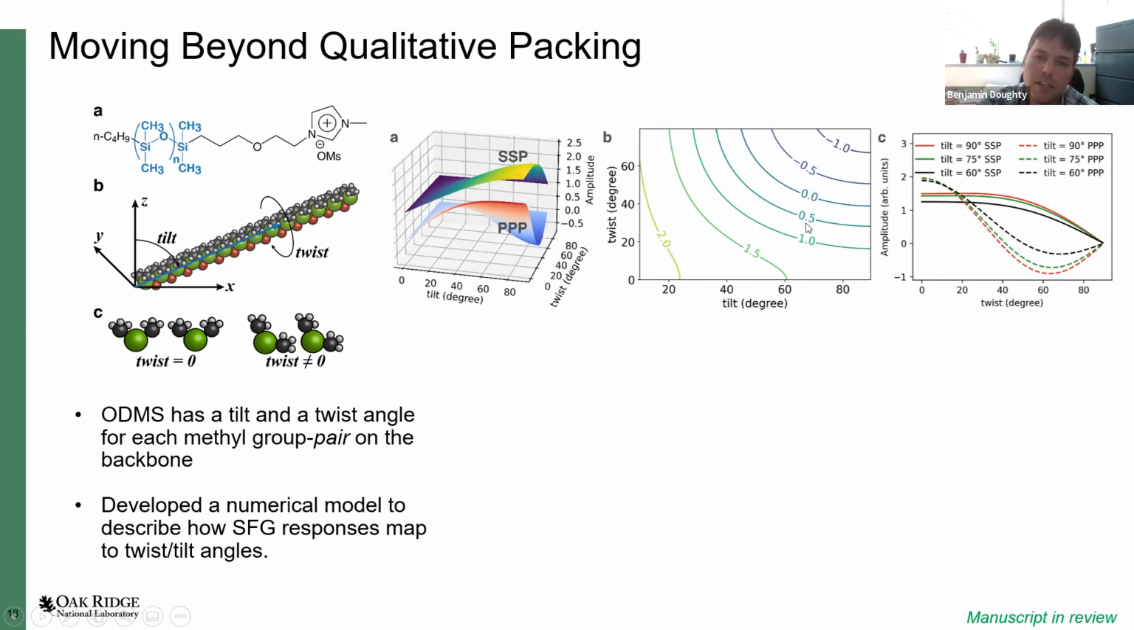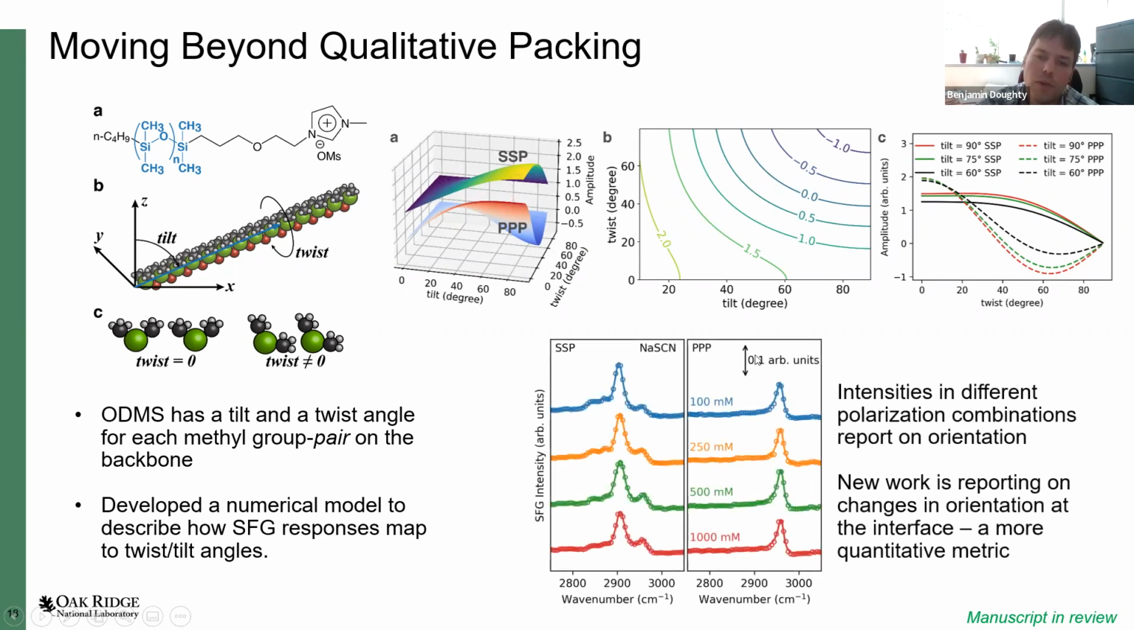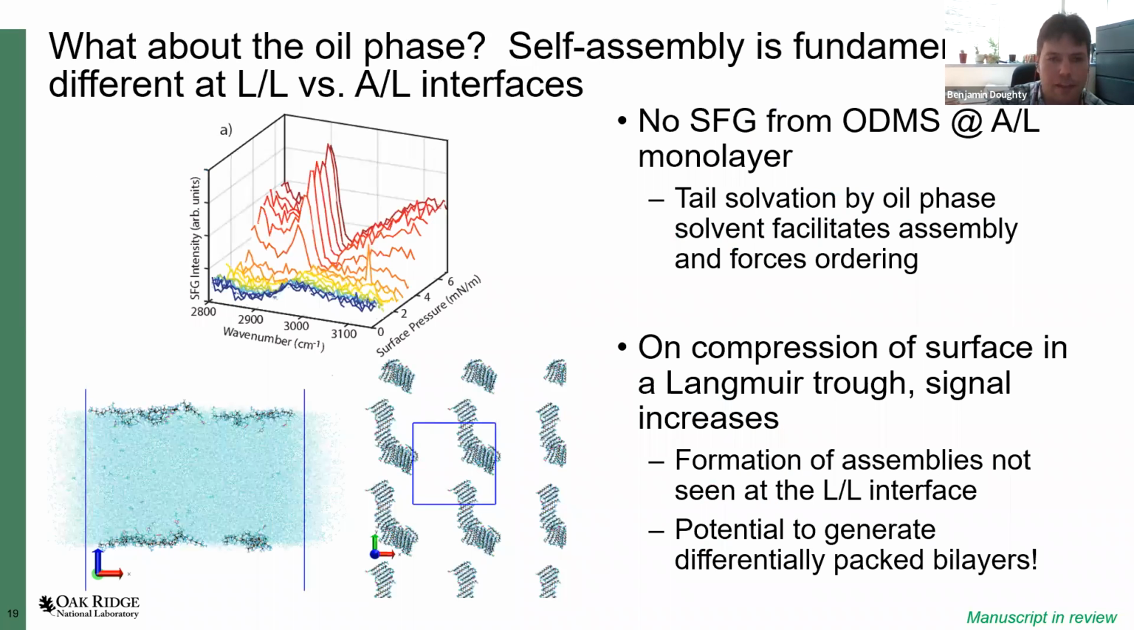We can extract intensity ratios, and from those we can use vibrational signatures in two different polarizations. We can use the SSP polarization, which probes the symmetric stretches of the methyl groups, and the PPP polarization, which probes the asymmetric stretches. And the ratio of those gives us an idea of how these molecules on average are tilting. So it gives you a way to now start quantifying differences in structure that can be compared more directly with MD simulations, beyond just qualitative talk of packing and pairing. So this is in review right now. I don't have time to go into this, it's mathy.